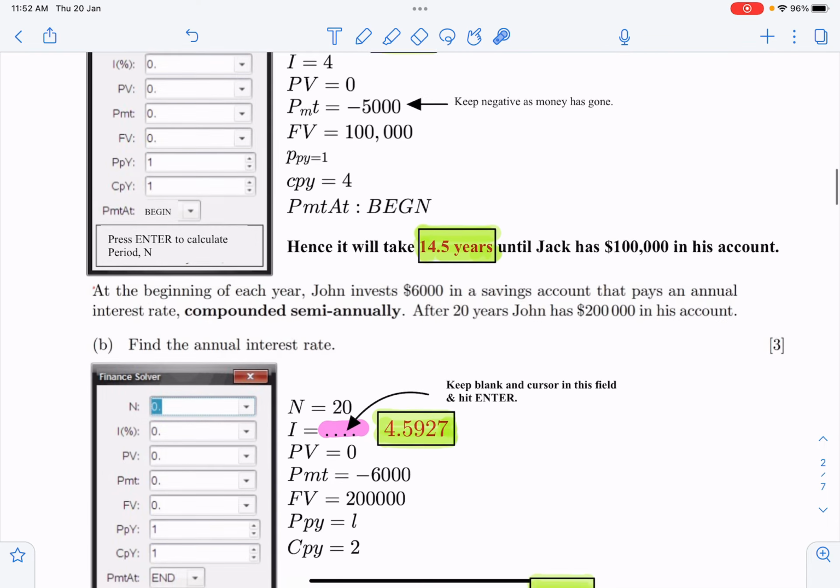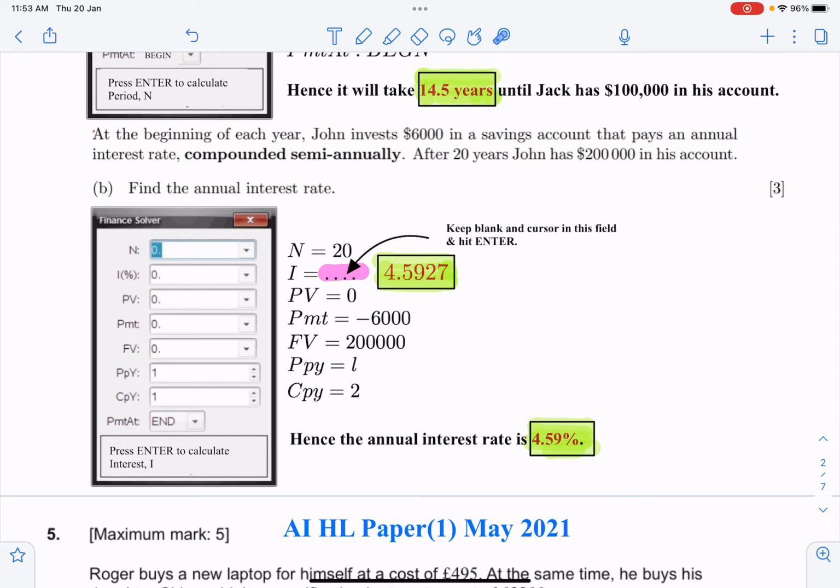Okay, so look here, in the financial solver I will keep N as 20 because for 20 years he is putting the money every year, 6,000. We have to keep I blank because we have to find the rate of interest. PV again will be 0 because it is not paid once, it is paid every year. Payment is every year, which is 6,000, so I will keep it negative 6,000. Then future value I want it to be 200,000. PPY 1, CPY 2 because semi-annually, so twice in the year.